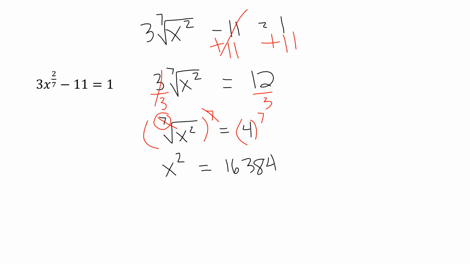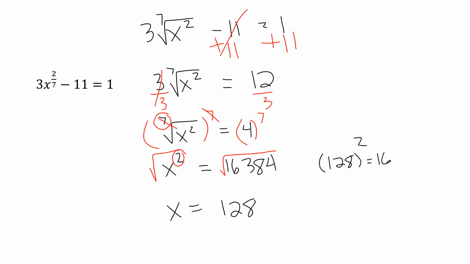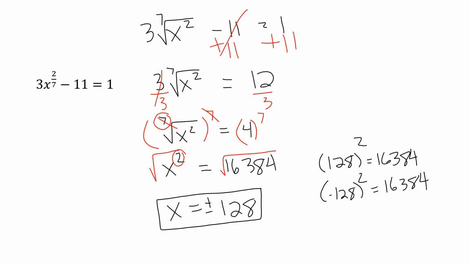Now to get rid of the square, we're going to do the square root on both sides. We end up with x equals the square root of 16,384, which is 128. That makes sense because in your calculator, 128 squared is 16,384. But remember that negative 128 squared would also give you 16,384. So here you don't have one answer, you actually have two answers, plus or minus 128.